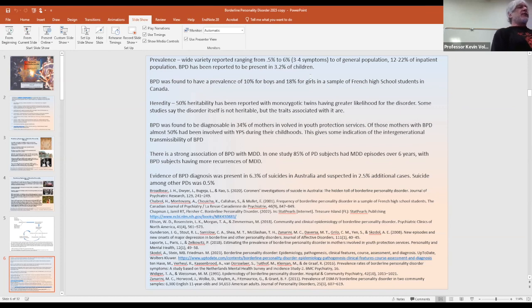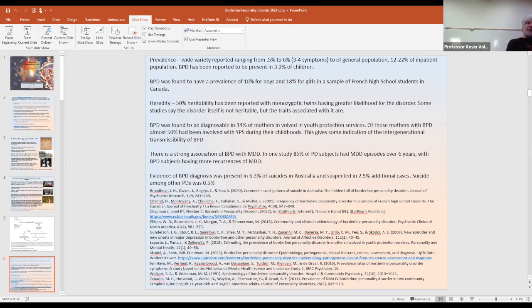BPD was found to be diagnosable in 34% of mothers involved in youth protection services. In other words, mothers who had to go to child protective services, who had some sort of check done on them: 34% were found to have BPD. And of those mothers, 50% had been involved with child protective services in their childhood, meaning somebody called child protective services on their parents. It gives you some indication of the intergenerational transmissibility of BPD, not through genetics, but through a family environment. Okay. And there is some association of people having BPD that their mothering parent, or parents, may have had BPD.